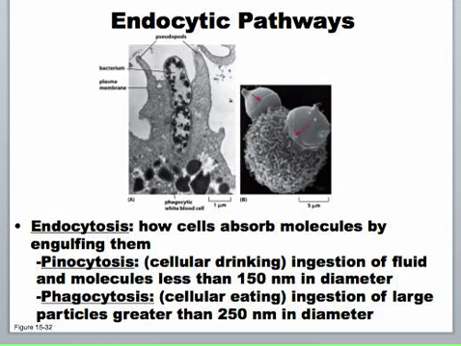Now the other type of endocytosis is referred to as phagocytosis, and this translates into cellular eating. And in cellular eating, cells ingest a large particle, a particle greater than 250 nanometers in diameter.